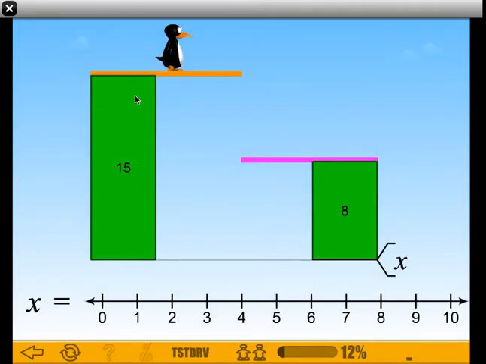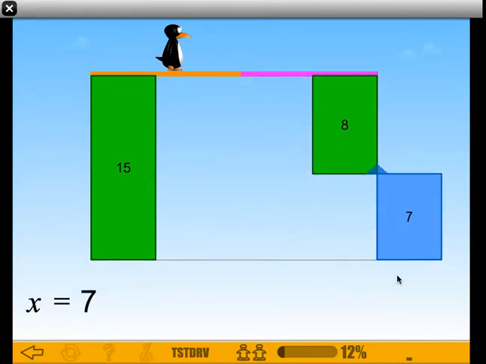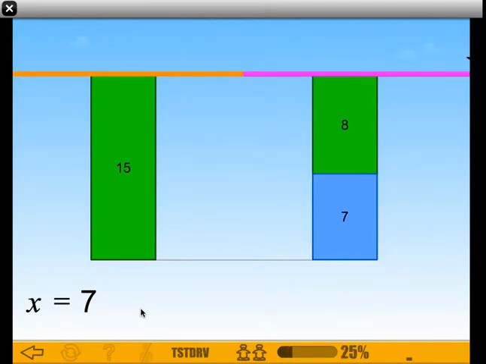Now, in this case, they're telling you you have a total of 15. You have 8. There's an unknown value x. So you need to stack 8 on top of an unknown value. So in this case, the difference between here and here would be the difference between 15 and 8, which is 7. So you'll see the value of x is 7, and it goes up.